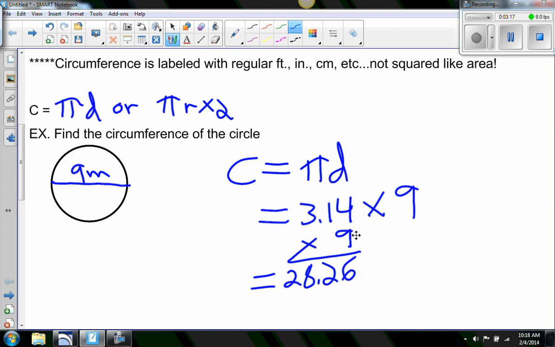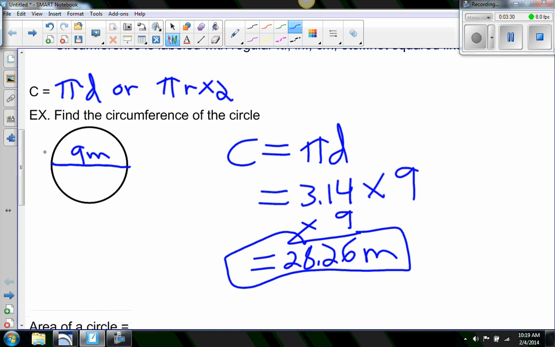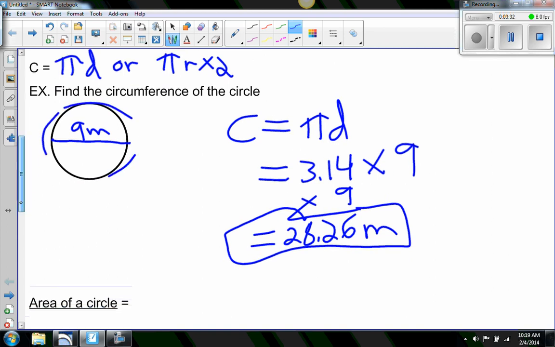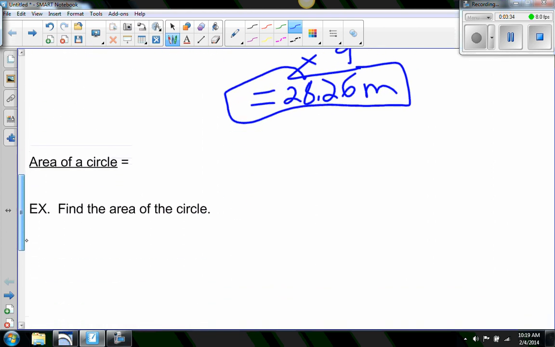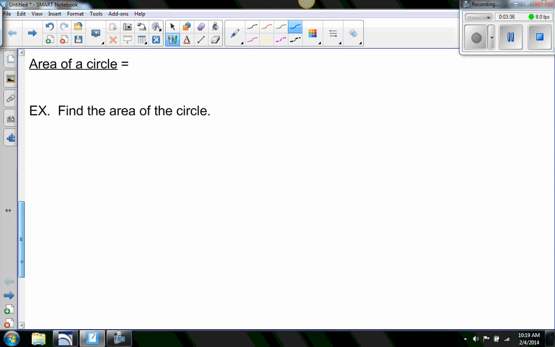So 28.26 meters. And again, it is not squared because it's not area. It's just circumference. Pretty easy. So pi times diameter, label it, done. Circumference, distance around the circle. Because it's a curved line, you got to have a formula for it.